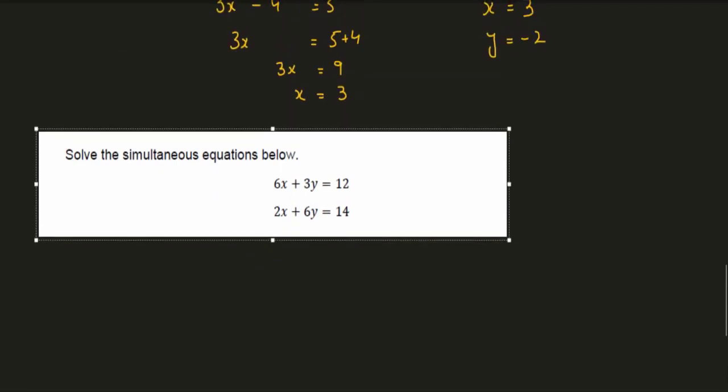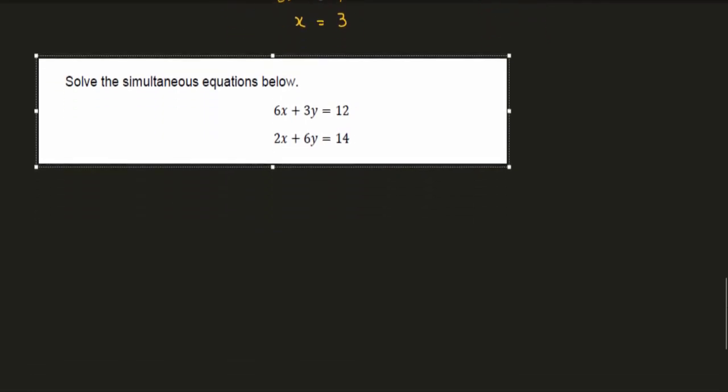I think so far you have attempted the question, so let's solve it together. First, I'm going to label these equations. The first equation is equation number 1 and the second equation is equation number 2. Let's make x the same in these equations. I can achieve that by multiplying the second equation with 3.